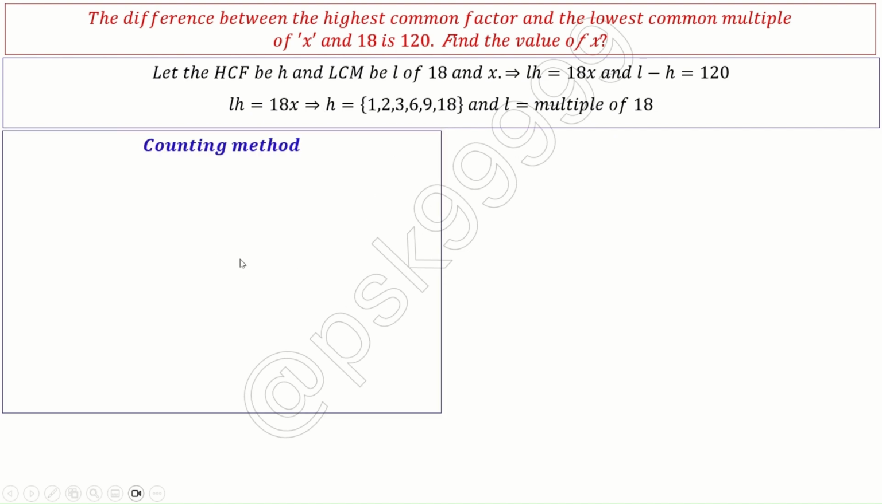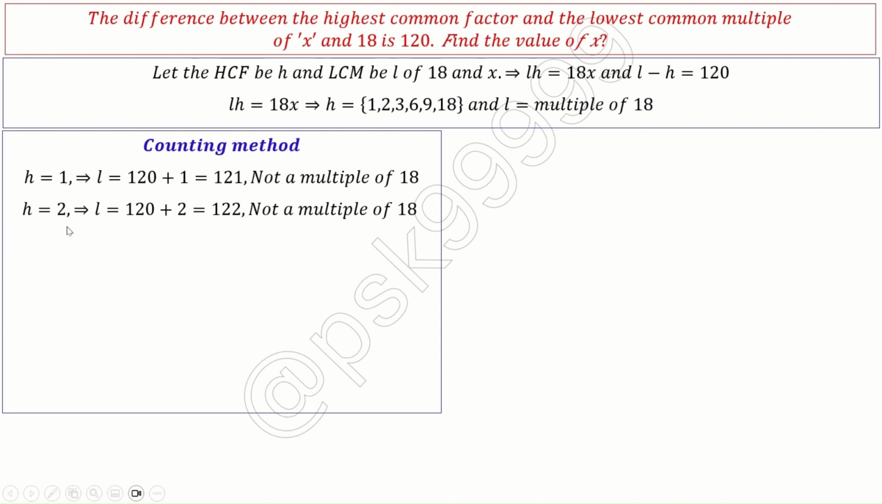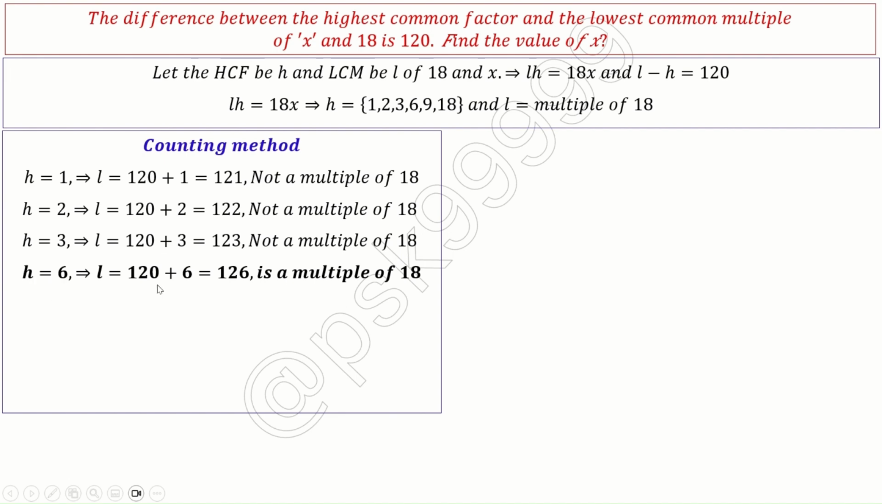Let's do it two ways. First is the counting method. Then we will use the remainder theorem to solve it. The counting method is very simple. You take H equal to, you have 6 options. H equal to 1, L will be 121. 121 is not a multiple of 18, so ignore it. H equal to 2, L is 122, not a multiple, so keep going on. H equal to 6, you get 126, which is a multiple of 18, so this is one possible solution.